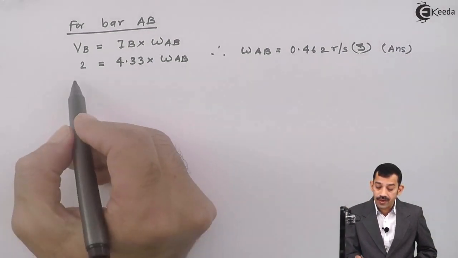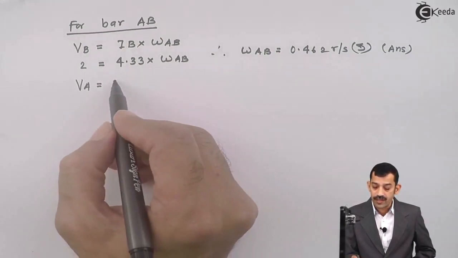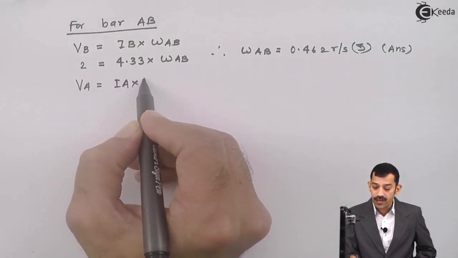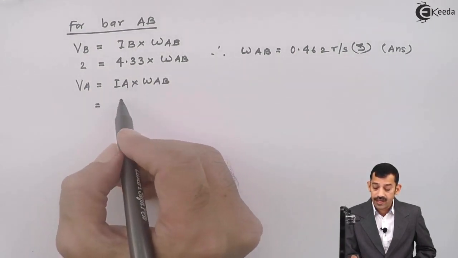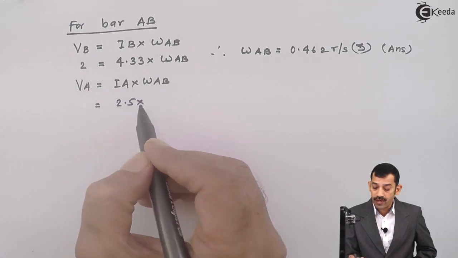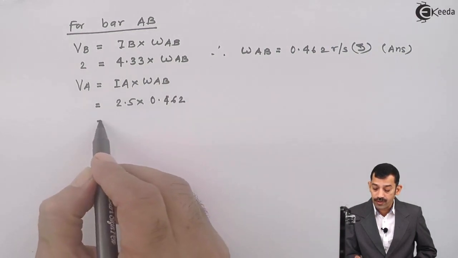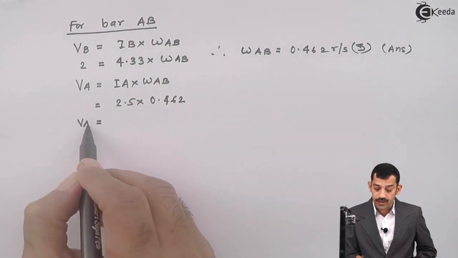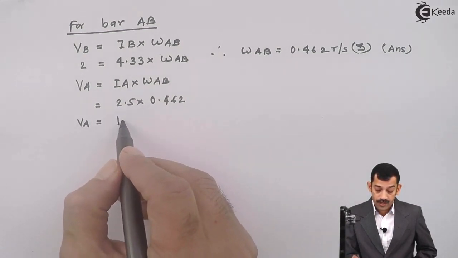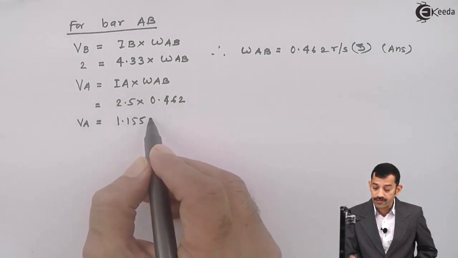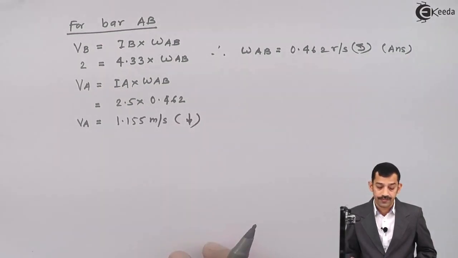Next, when we find VA, again V equal to R into omega, where radius is IA into omega AB. Length IA you have calculated, length IA is 2.5, omega AB you are getting as 0.462. Therefore, VA, linear velocity of point A, using calculator comes out to be 1.155 meters per second, and this velocity is in downward direction.